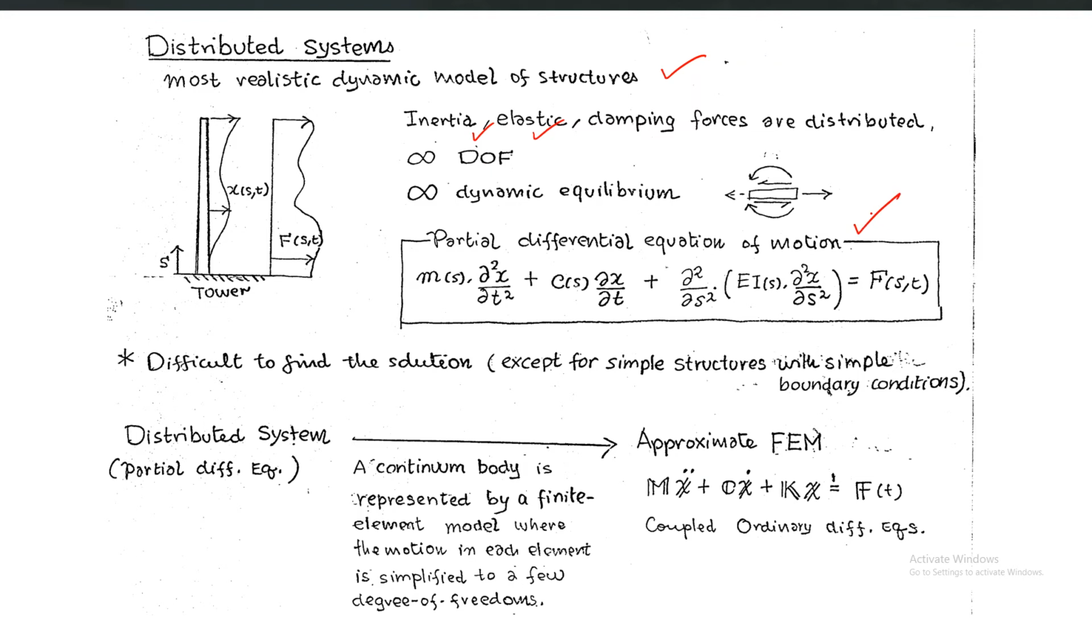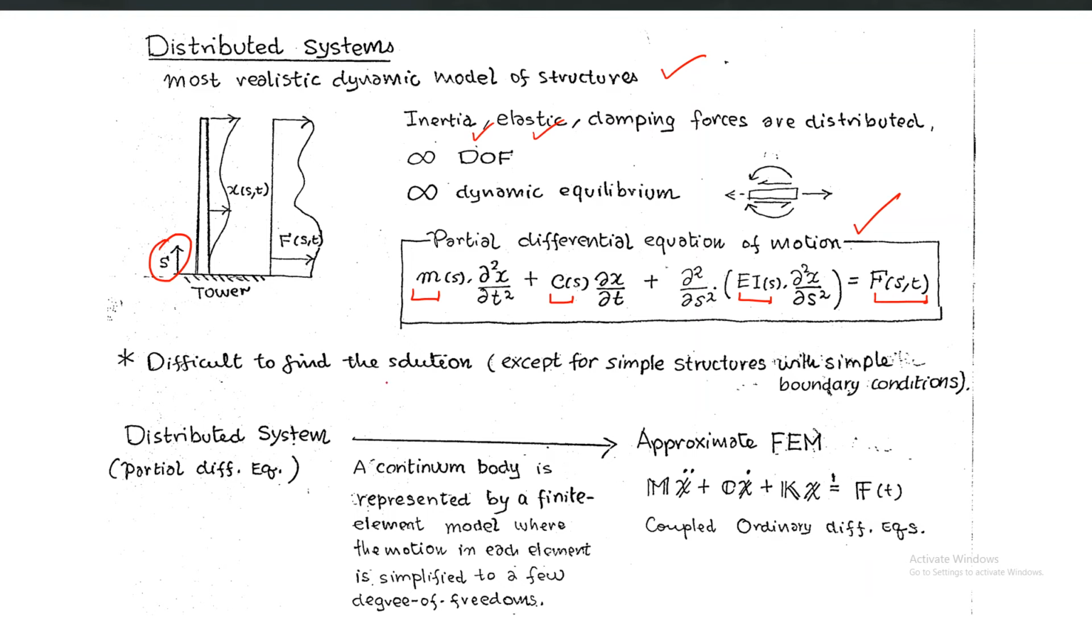This is for the case of a cantilever column, and you can see here that EI is now a function of the spatial dimension S also. So S is the spatial dimension. So the applied force is not only a function of time but also of the spatial dimension. So it is a continuous function which is fluctuating in time as well as in the S dimension. Similarly, the mass and damping and the stiffness of the structure are also functions of the spatial dimension.